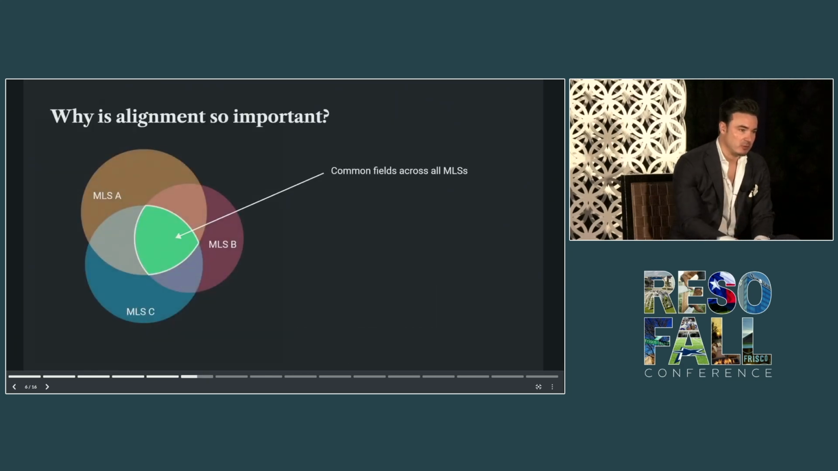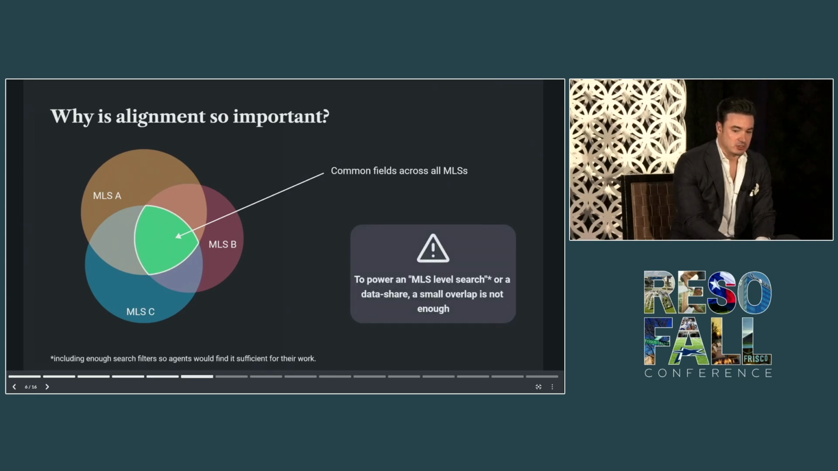So why is this so important? Because the common fields across all systems are the fields that an agent can use to search. I just told you our main clients are the agents, and imagine you tell an agent that they can only search a small subset of fields once they want to search across all data. That's very problematic. We have learned that to power an MLS-level search that an agent will find sufficient to perform their daily tasks, or to power a good MLS-level data share, that set of common fields needs to increase. You need more. So how can you make that happen?